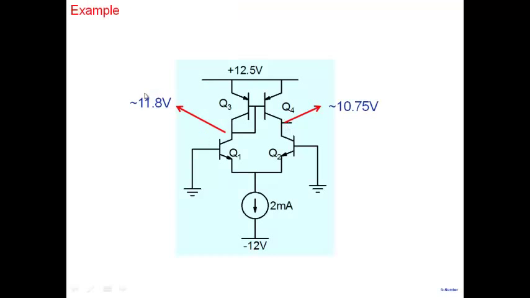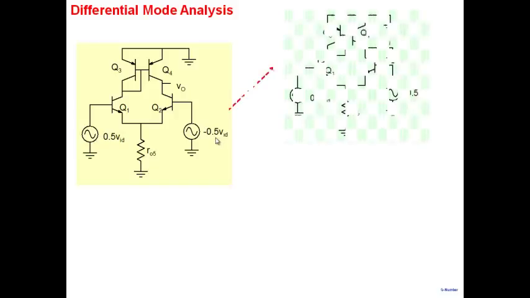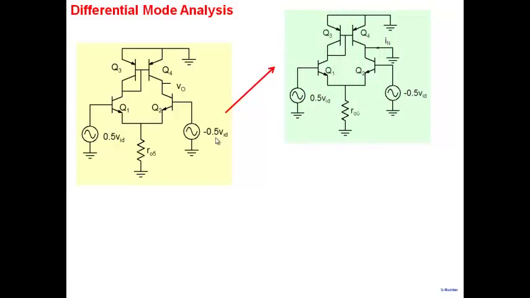All right, so let's do the analysis then, small signal analysis of this amplifier here. Small signal analysis is broken into two parts. One is differential mode, where we apply 0.5 VID here and minus 0.5 VID here, a differential mode signal. And in common mode, we'll apply VIC here and VIC here. The way we do this small signal analysis, one way of course, is to replace Q1, Q2, Q3, Q4 by their small signal models, and then use your KVL, KCL, whatever you want, in order to solve and obtain V0.